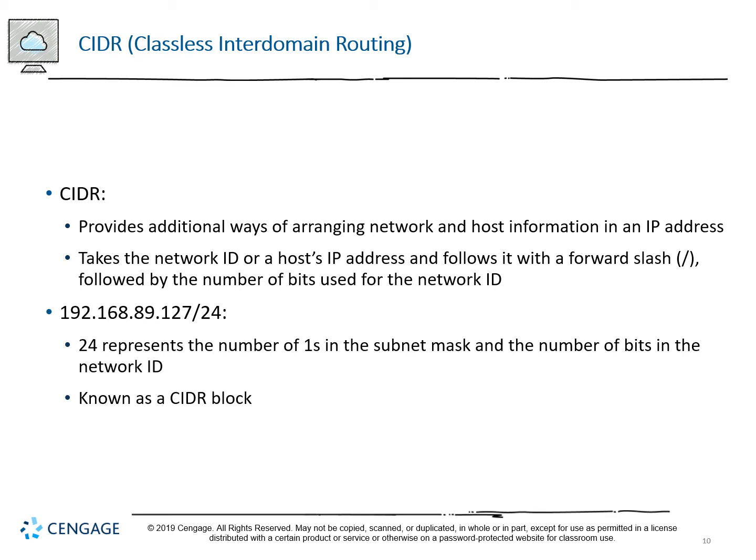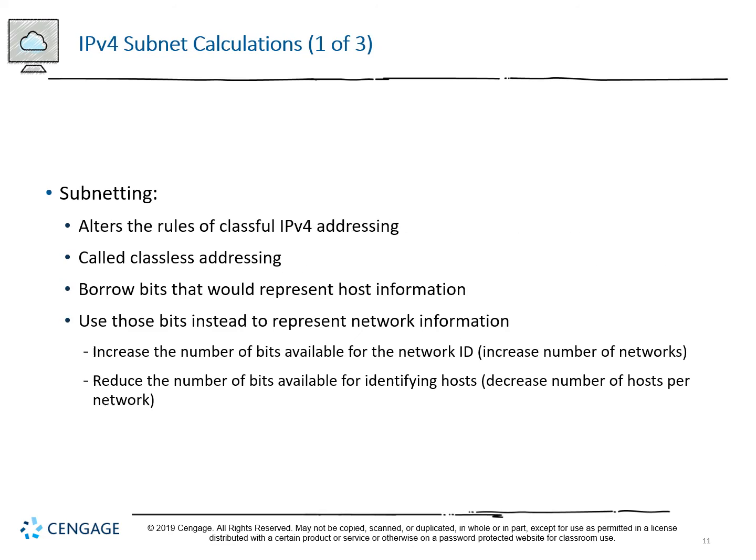So in this case, 192.168.89.127/24 says that we have an IP address that contains a 24-bit subnet mask. That means that our network ID in this case will be 192.168.89, and our host ID is 127. This is what's known as a CIDR block.